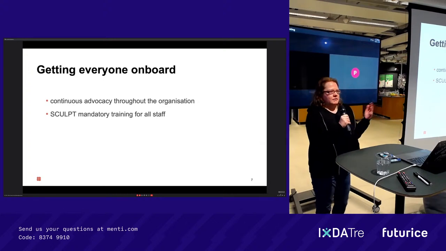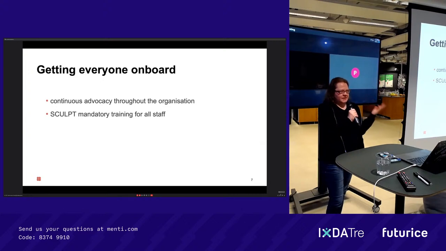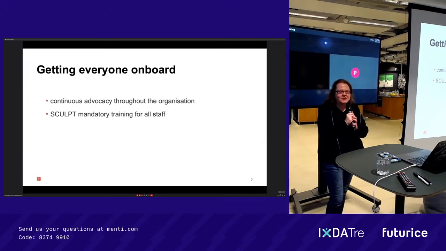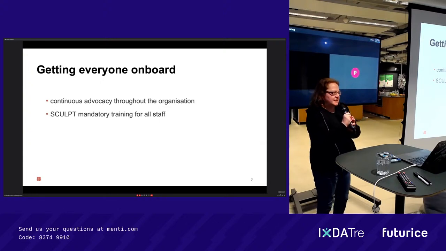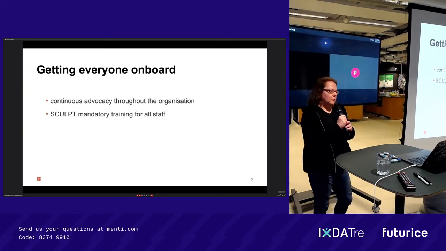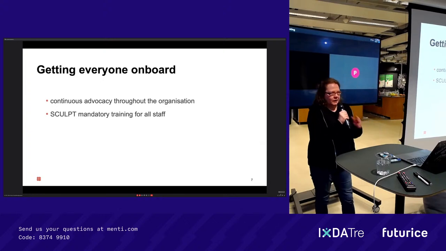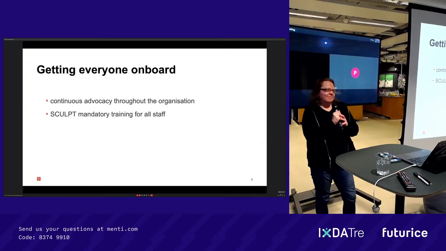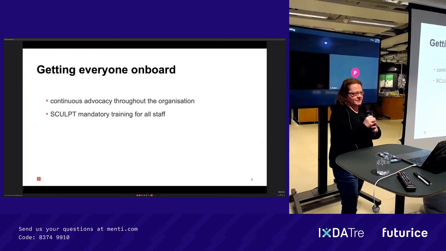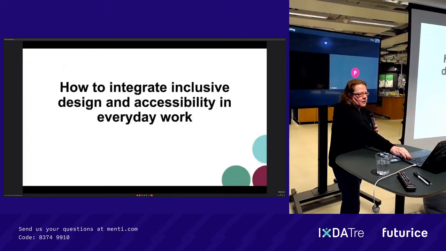SCULPT framework is free to use. I'm welcome to send information about that later if you want. But SCULPT is about structure, color and contrast, use of images, links, plain English, tables. And that became a mandatory training for all staff, like cybersecurity, like GDPR, all other things you have to know about. So I know that when I left, work continued and still continues. I can't say that everything is perfect, but accessibility is not a destination, it's a journey. You just keep going. So, how to integrate?